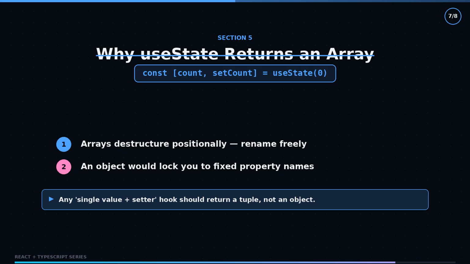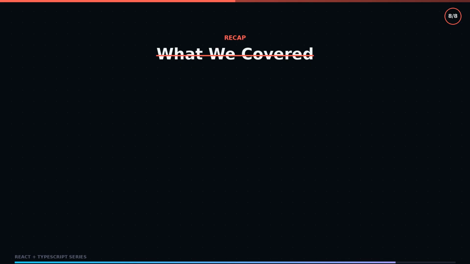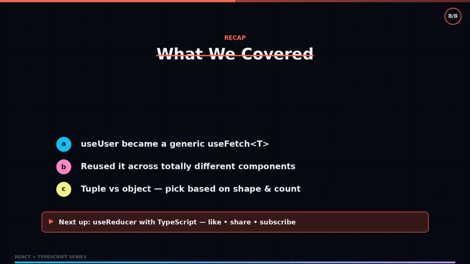5. Why useState returns an array, not an object? Ever wonder why useState returns an array instead of an object? It's exactly this tuple trick. Arrays let you pick the variable names, const [count, setCount], because array destructuring is positional. If useState returned an object instead, you'd be stuck with fixed property names, or you'd have to rename them awkwardly every time. That's why almost every single value plus setter hook in React returns a tuple, and it's a pattern worth copying in your own hooks.